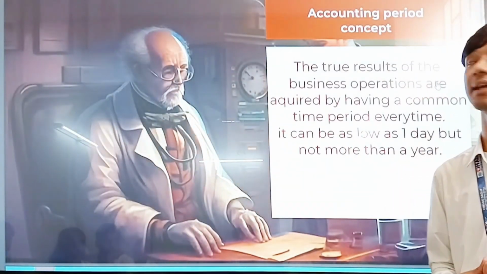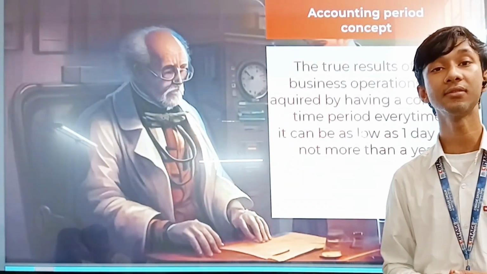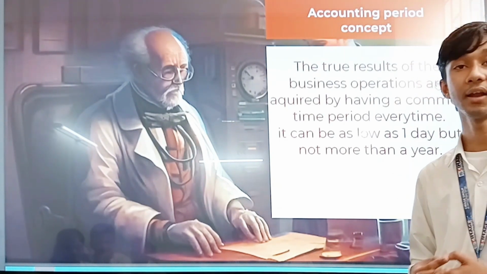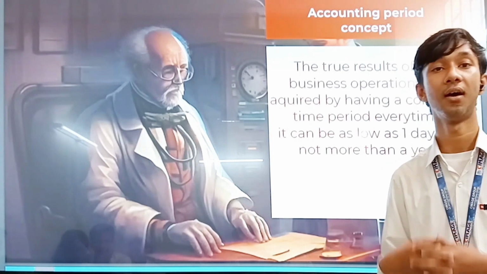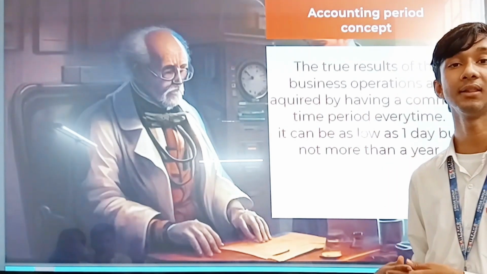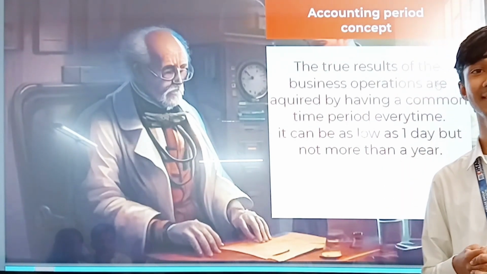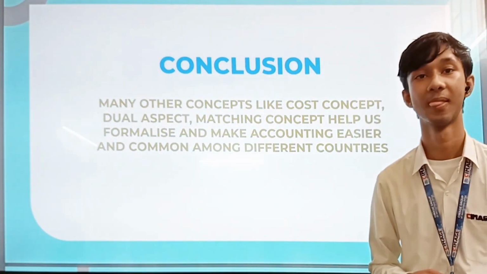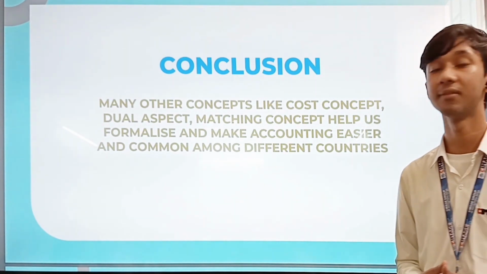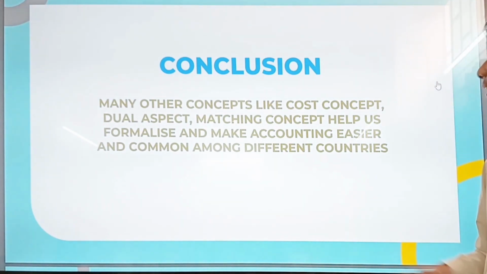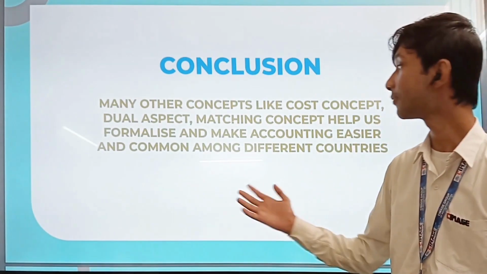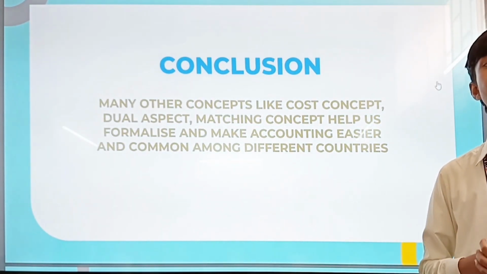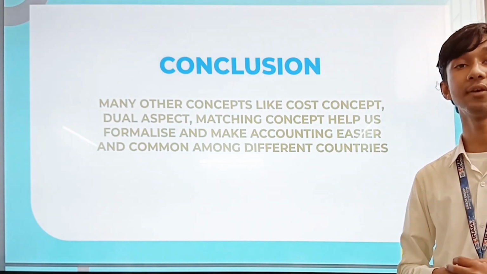Coming to the next one, that is the accounting period concept. This concept says that you have to do accounting per year, or we can also do it daily, weekly, monthly, six monthly, etc. These are not the only ones. There are many more principles such as cost concept, dual aspect, or matching concept. These principles help us to make accounting common all over the world.